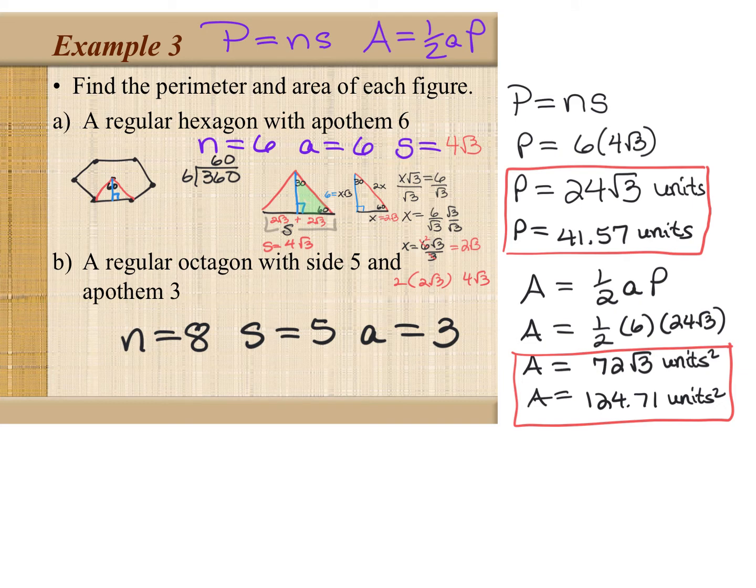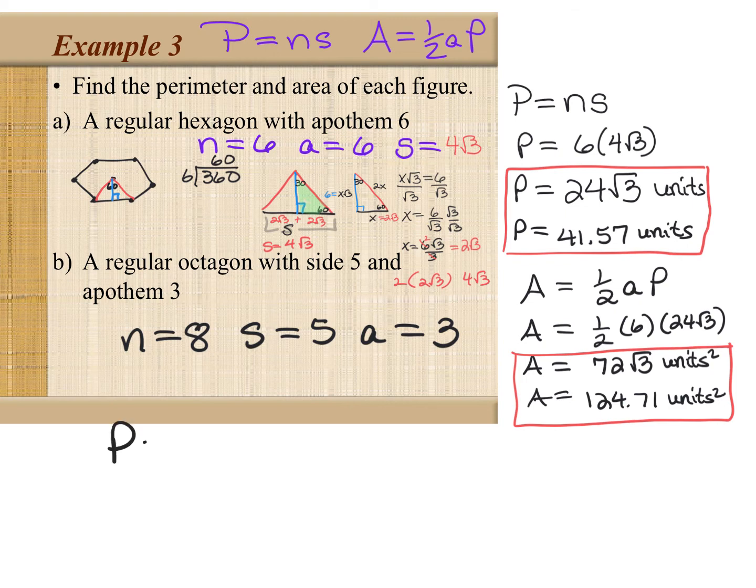Now, if they did not give me all 3, once I drew the octagon and then pulled the triangle out, I would not be able to create a special right triangle. I would have to do trigonometry. I would have to use sine and cosine. However, I'm going to do an example where I'm going to have to use the trig on the last example in the notes. But for now, since I have everything I need, I'm just going to plug it into the formula.